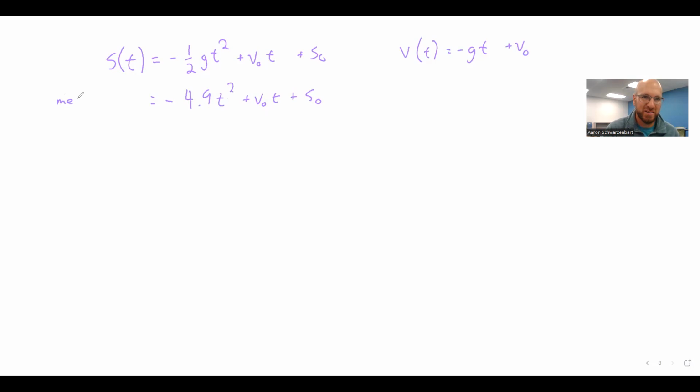This is metric. In feet per second, it's 32 feet per second squared. So half of 32 is negative 16. That's how these values are coming in. The acceleration due to gravity. So this is in metric or meters. This is in feet.